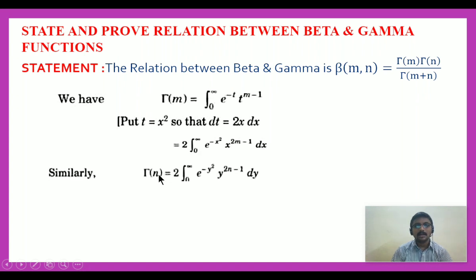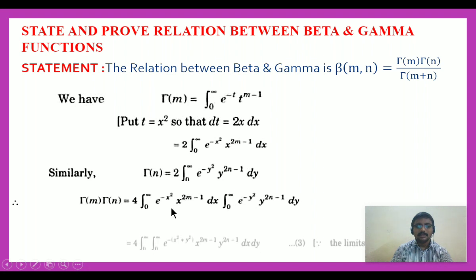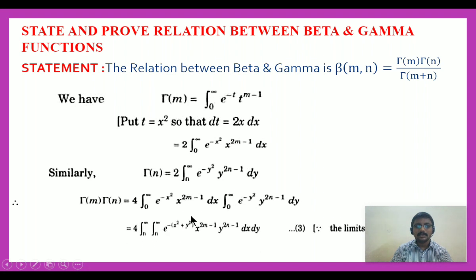Similarly, we can write gamma of n also, which is obtained just by replacing m with n. Now taking the product of these two, because we have to show beta of m, n is gamma of m into gamma of n by gamma of m plus n. For this, we have to consider gamma of m into gamma of n. Clearly, 2 into 2 is 4. Both the integrals are multiplied here.